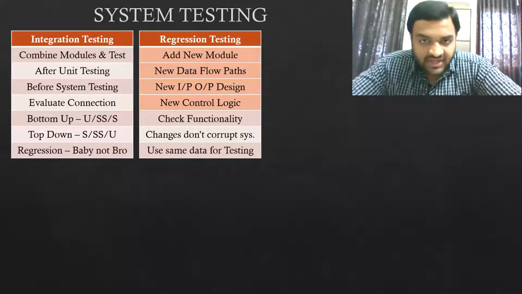It should not be the case that the changes have corrupted the system. The changes shouldn't corrupt the system, shouldn't overload the system. How will we verify that? We will use the same data which was used earlier for the old system for the new system, to see whether it is processing it correctly or not. So that is what we will do in regression testing.